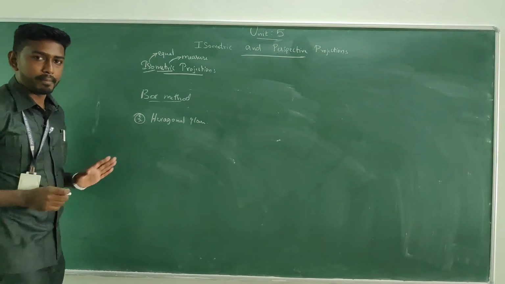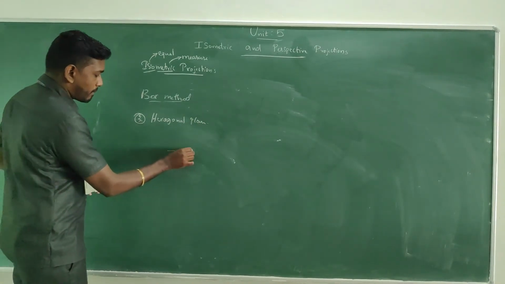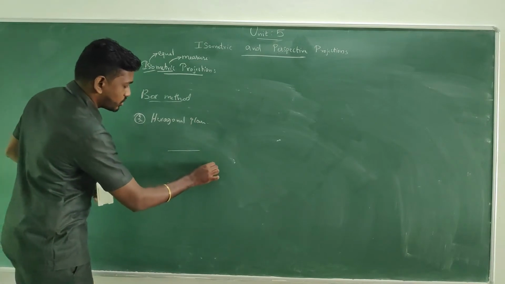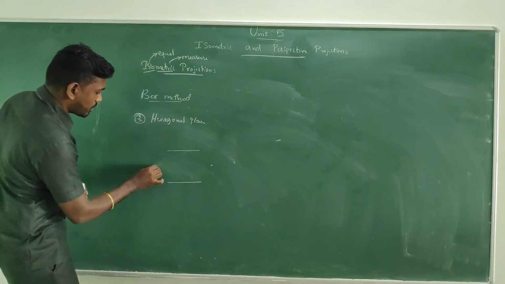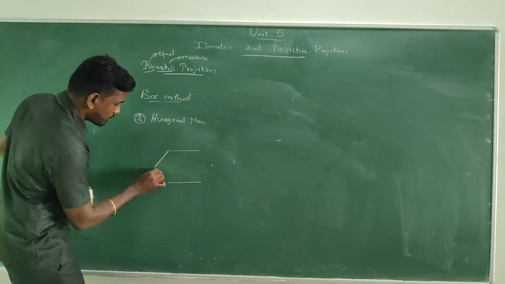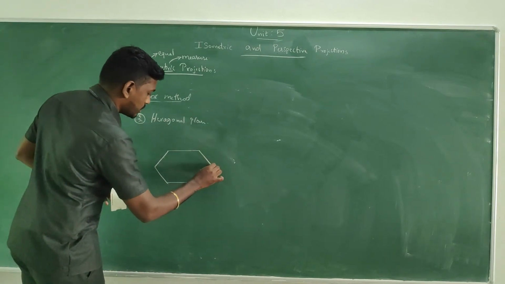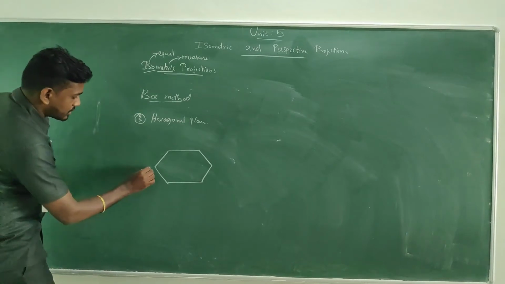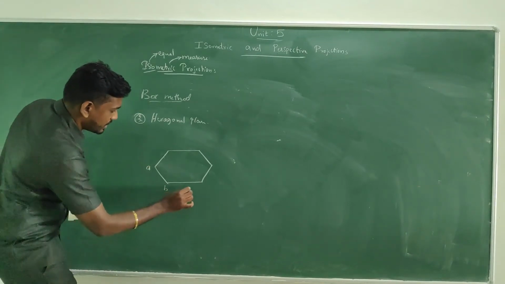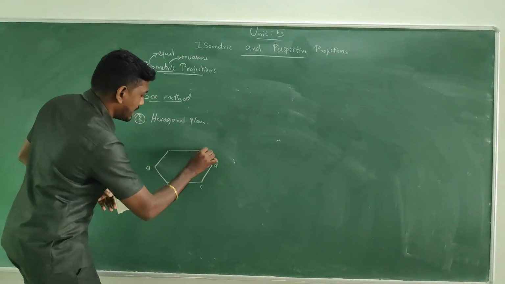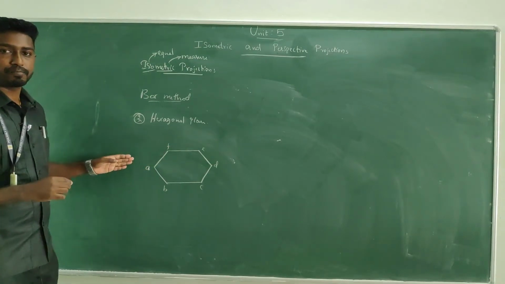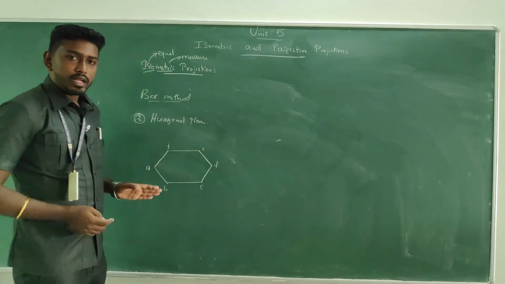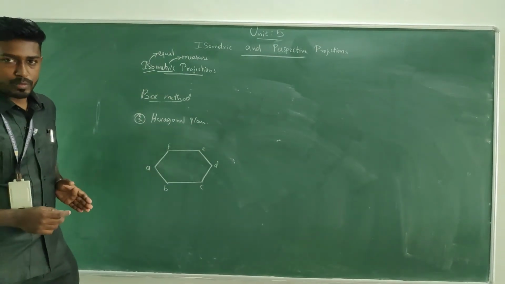Hexagon plane. We know a hexagon has how many sides? 6 sides. So first of all, draw it. This is the shape of the hexagon. Specify the names for it. I'm going to take this as A, B, C, D, E, and this is F. Now convert it into the isometric view.